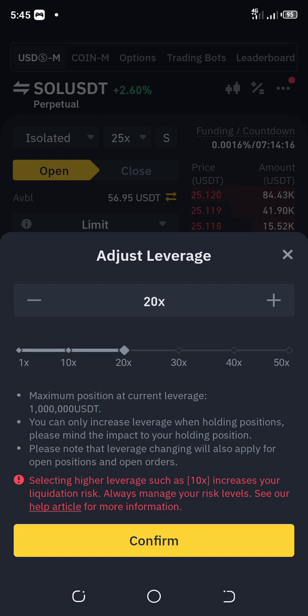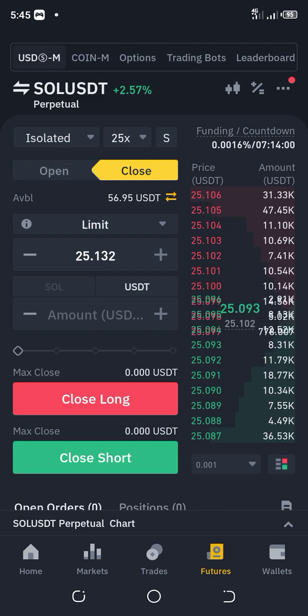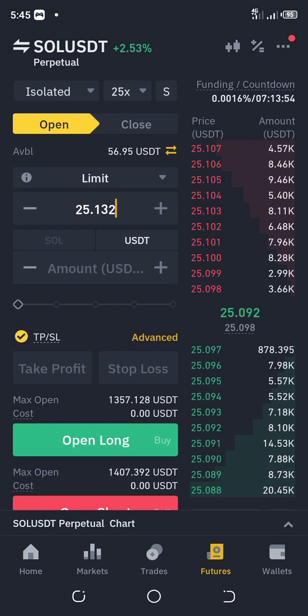For me, I basically prefer to use 1 to 20x leverage, and I'm also going to be explaining more detail on leverage usage. So that is it for the leverage. And at this section, we have the open and we have the close over here. So we'll come to the open first. Now, this open means you want to open a trade. You're either opening a trade to buy long or you're opening a trade to buy short. So we'll leave this to be at open.